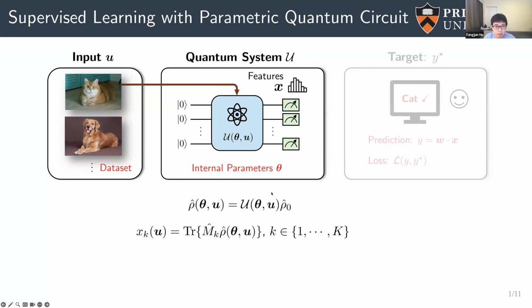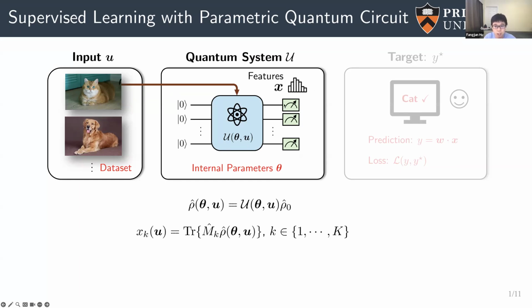Then we can access the information by performing a POVM measurement of the system. In this talk, I usually just focus on the computational basis measurement. For example, if you have n qubits, then you do the computational basis measurement, and it gives you n-bit strings. Then you have 2 to the n possible outcomes obtained from this quantum system.